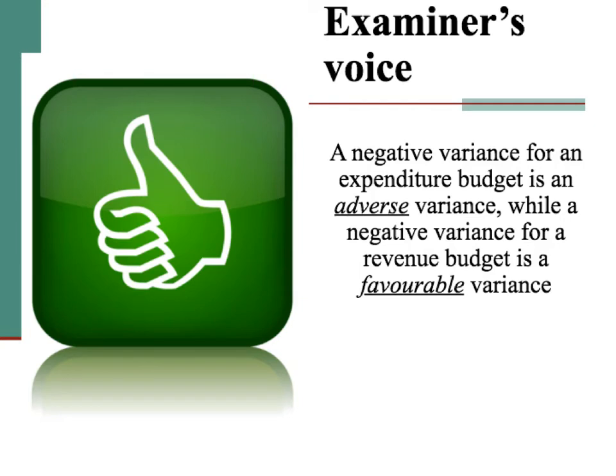And just because I've realised this, I have a typing mistake here. Okay, so a negative variance for an expenditure budget is a favourable variance. So that means I didn't need to spend as much.